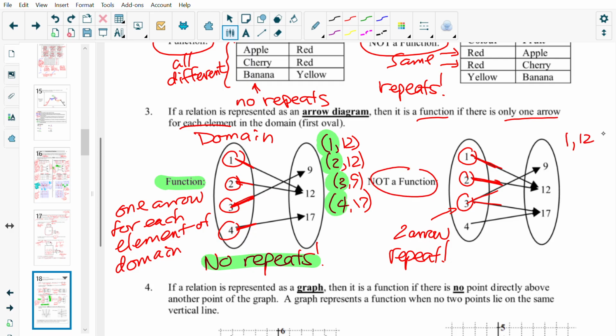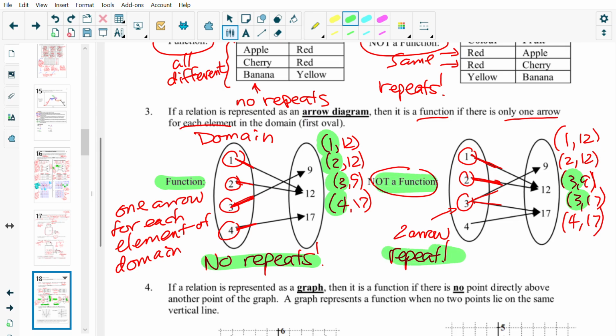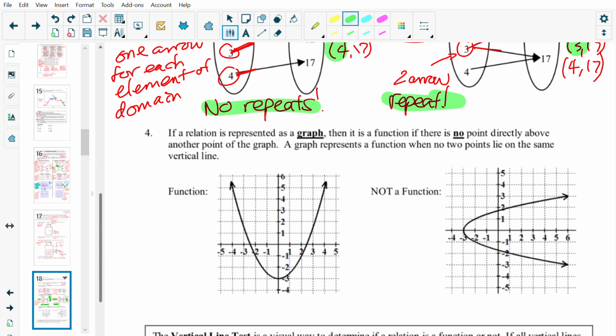If I make ordered pairs, 1, 12, 2, 12, 3, 9, here's my problem. 3, 17, and 4, 17. Where's my repeat? 3 and a 3. This is a repeat, so therefore not a function.